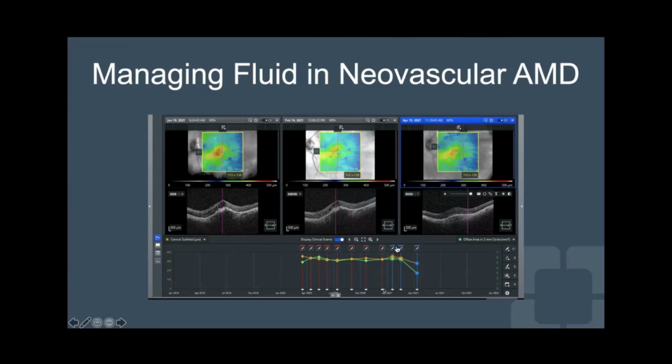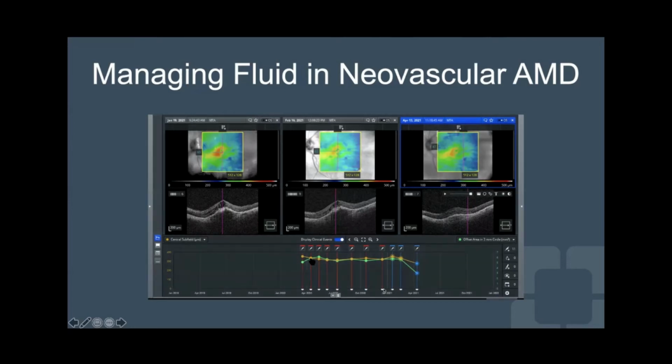And then I switched this patient over to Eylea after their central subfield thickness kind of just waned and didn't get much better. There was a slight improvement, at least initially. You can see on the orange, you can see that improvement. And again, after a few of the injections of aflibercept, they really had a nice improvement with this patient.